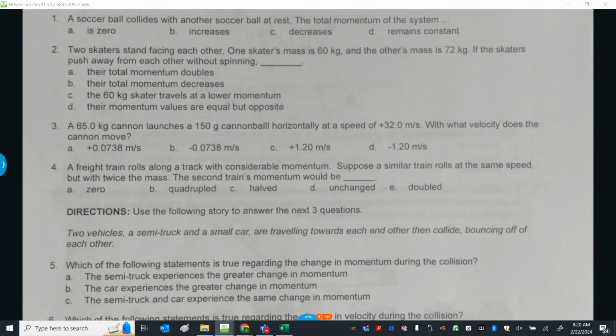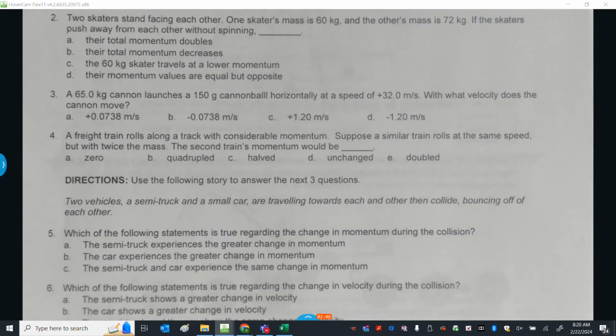Okay. Number 2 says 2 skaters stand facing each other. One skater's mass is 60 kilograms and the other's mass is 72 kilograms. If the skaters push away from each other without spinning, what's going to happen here? And your answer choices are their total momentum doubles, their total momentum decreases, the 60 kilogram skater travels at a lower momentum, or their momentum values are equal but opposite. And that is your answer. Their momentum values are equal but opposite.